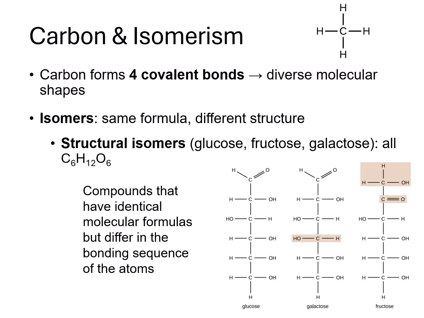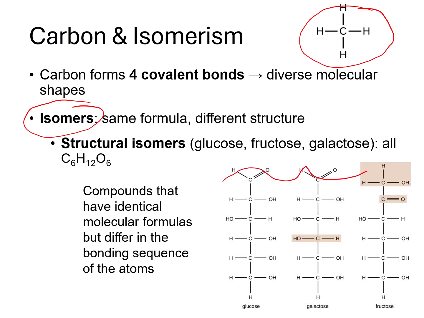Carbon is special because it forms 4 covalent bonds. This allows chains, branches, and rings of different shapes to form. Molecules with the same formula but different arrangements are called isomers. For example, glucose, galactose, and fructose all share the same molecular formula, C6H12O6, but they differ in their structure, right? So same molecular formula, but differ in their structure because they differ in how they are bonded together, their bonding sequence.